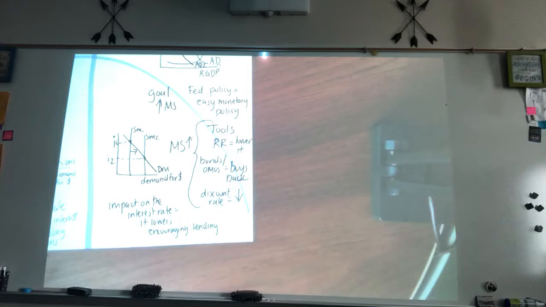They're gonna increase the discount rate. They're gonna sell OMOs. They're gonna increase the discount rate. Well, if there's 10% unemployment, the government is gonna do the exact opposite. And the reason why I'm saying this is because you're gonna see things on the free response and on the multiple choice that are gonna give you these tools, or they're gonna tell you what's going on in the economy.